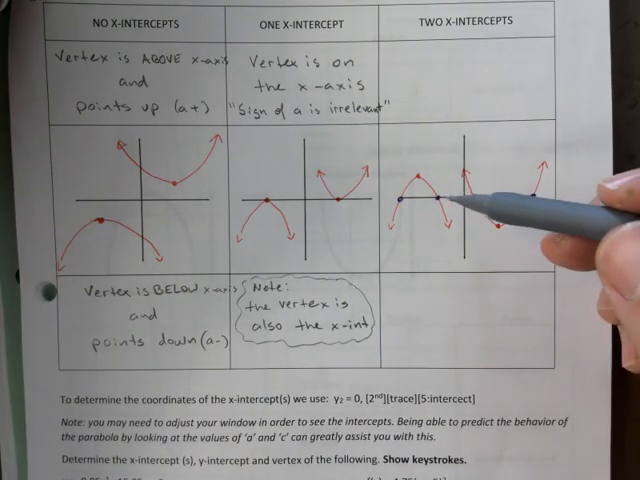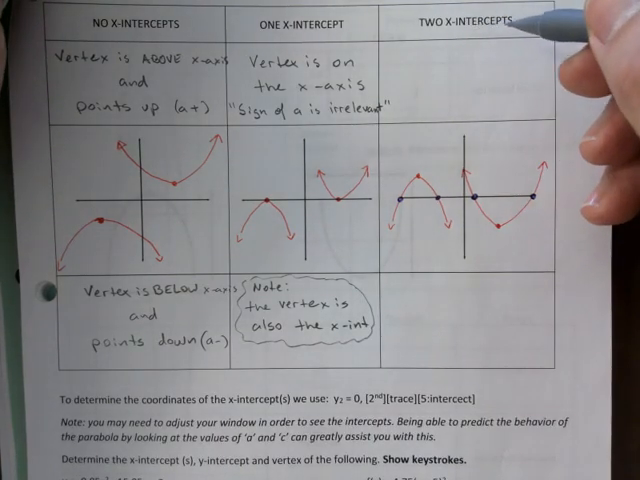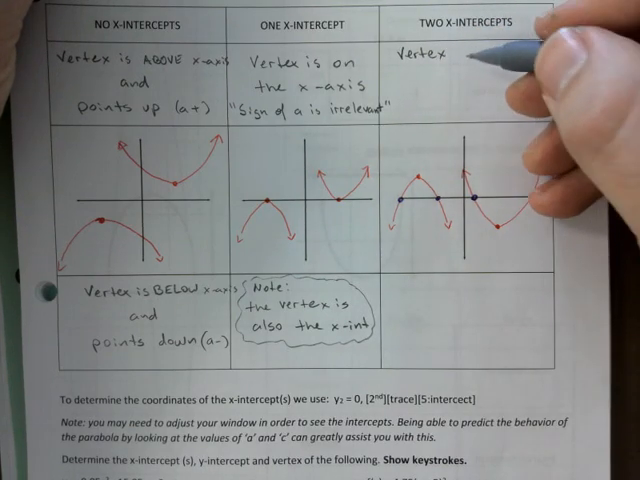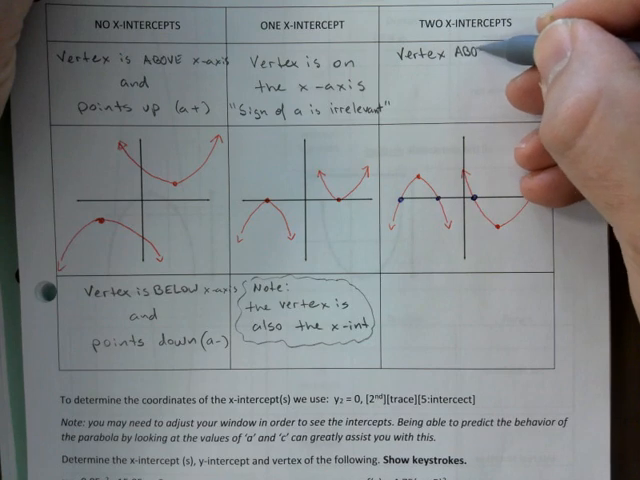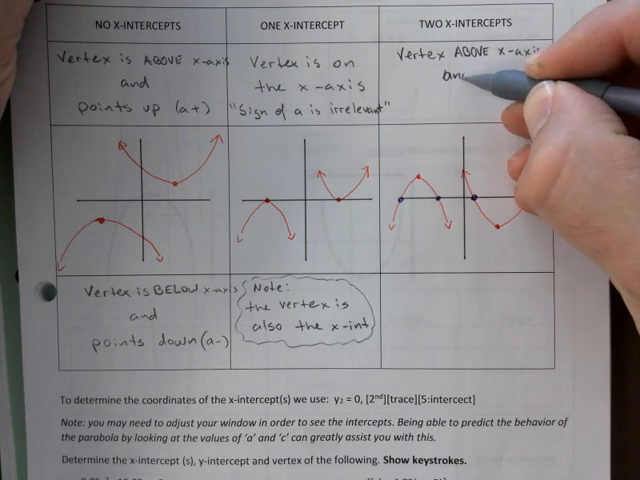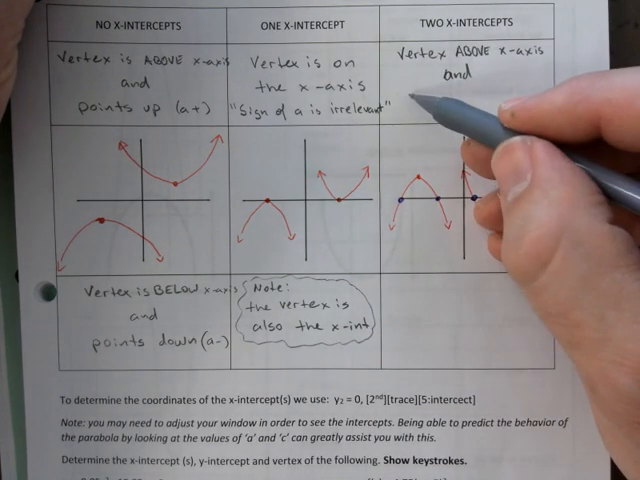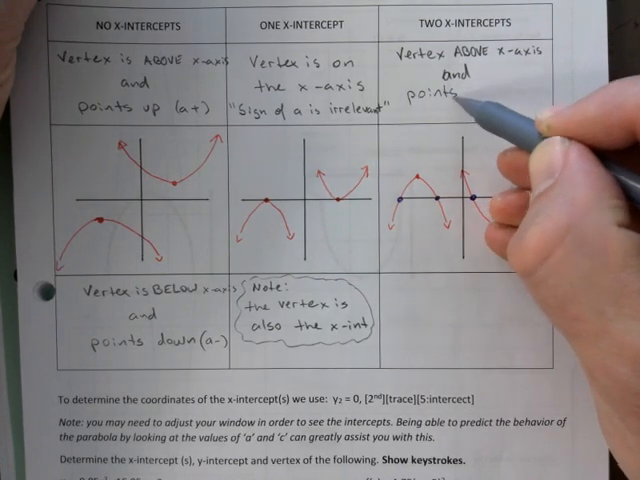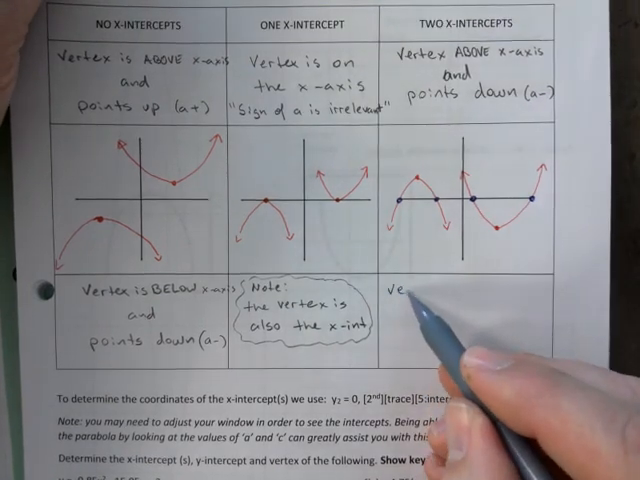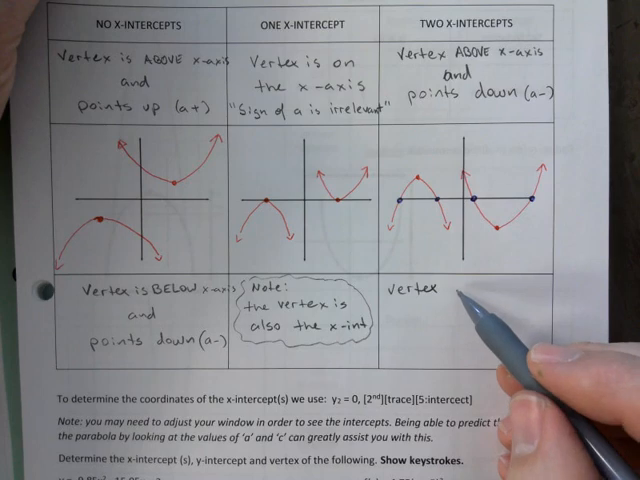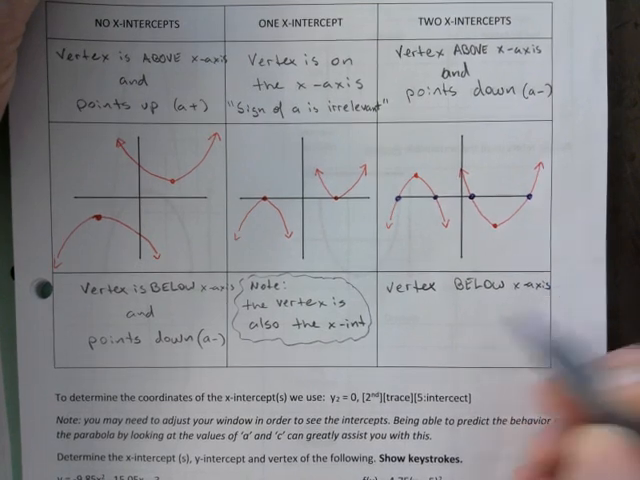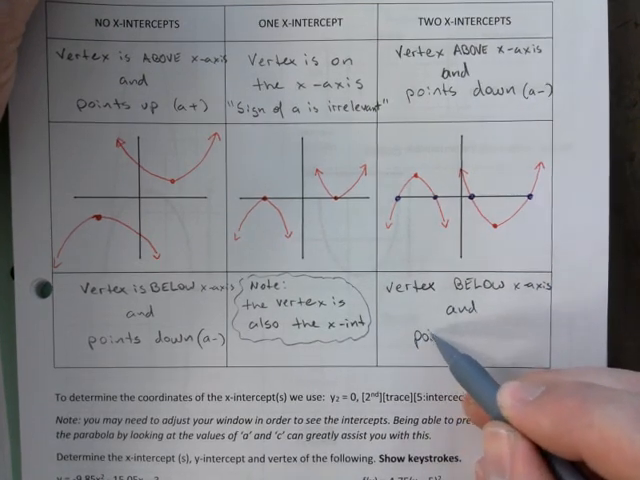And then here, to have two x-intercepts, you need this: vertex above x-axis and points down. Or vertex below x-axis and points up.